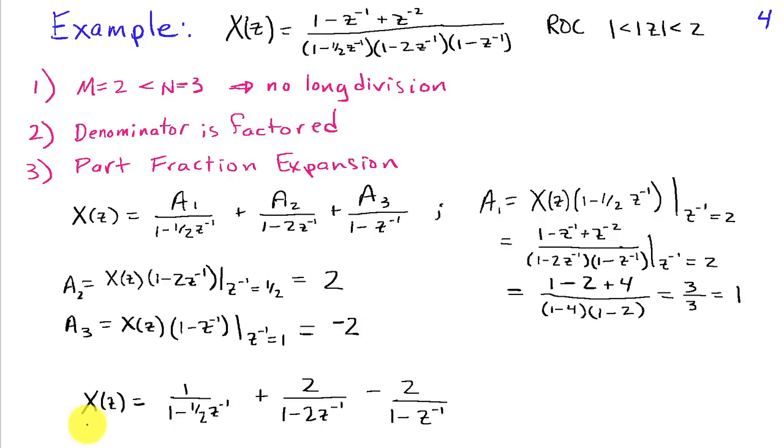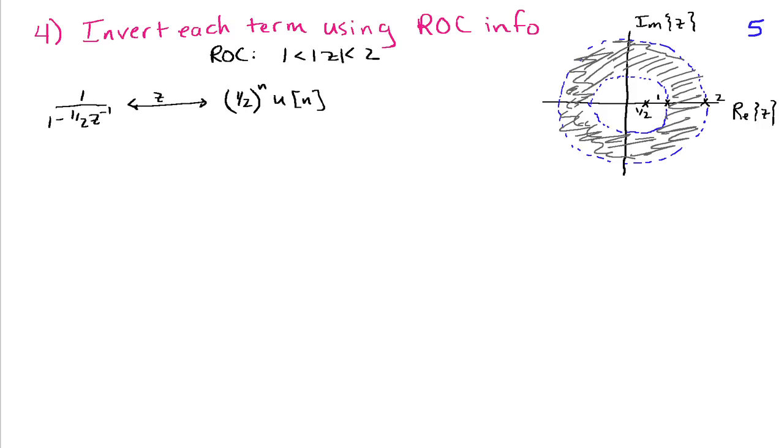So I've now expanded my X(z) up top in terms of a sum of 3 first-order terms, each of which I know the inverse z transform for. The final step is very straightforward. I'm going to invert each of these terms using my region of convergence information.